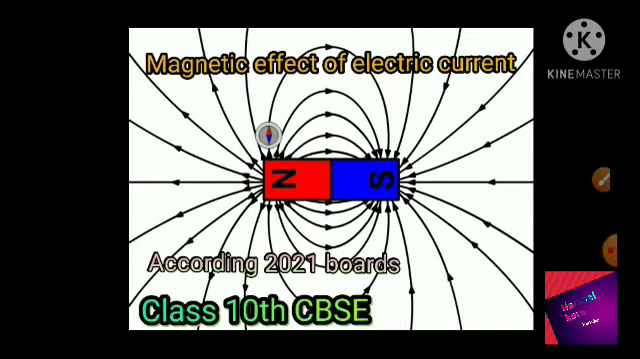So today we are going to start part 3 of magnetic effect of electric current. We already completed part 1 and part 2. So let's start part 3. In this part 3, we are going to explain the first topic, that is electric motor. So come with me.